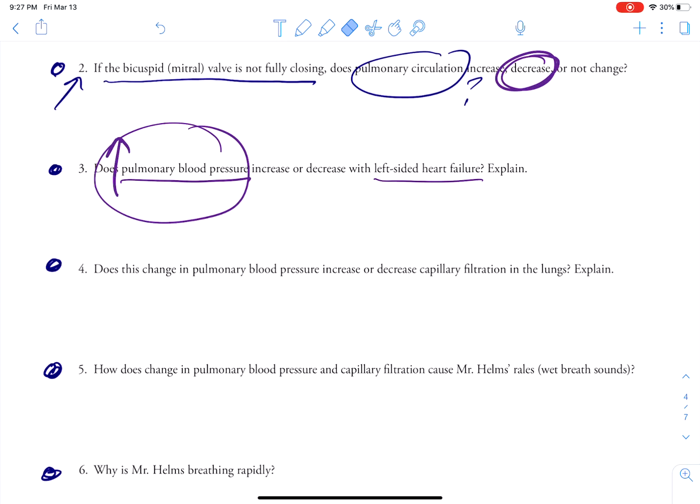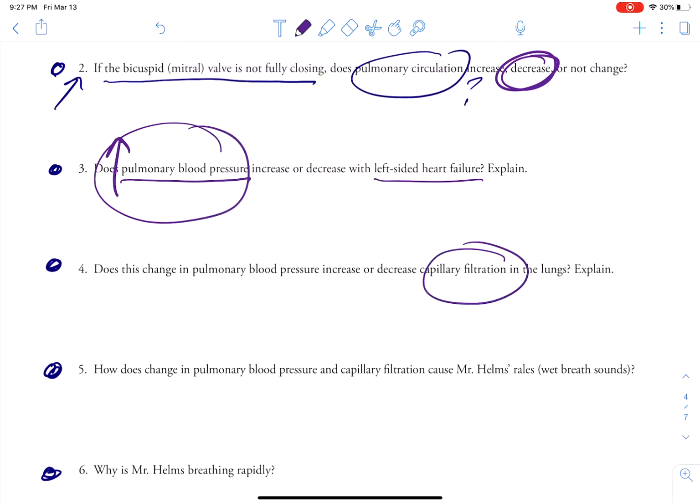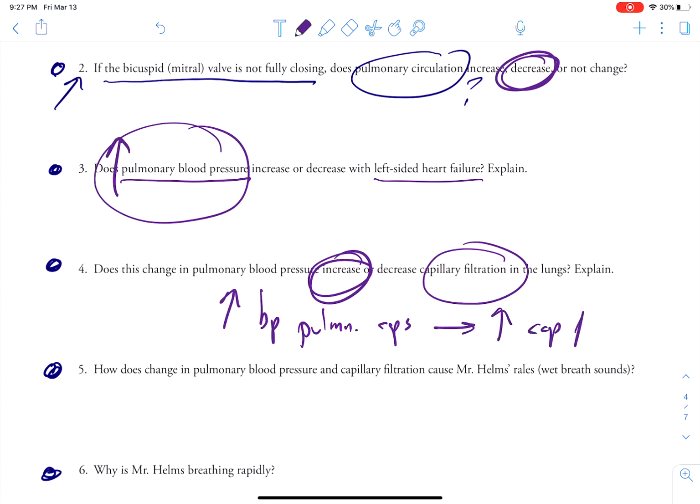Does this change in pulmonary blood pressure, what does that do to capillary filtration? What does capillary filtration even mean? Well, I'm just going to tell you right now that it increases capillary filtration. An increase in blood pressure in the pulmonary capillaries leads to an increase in capillary filtration.